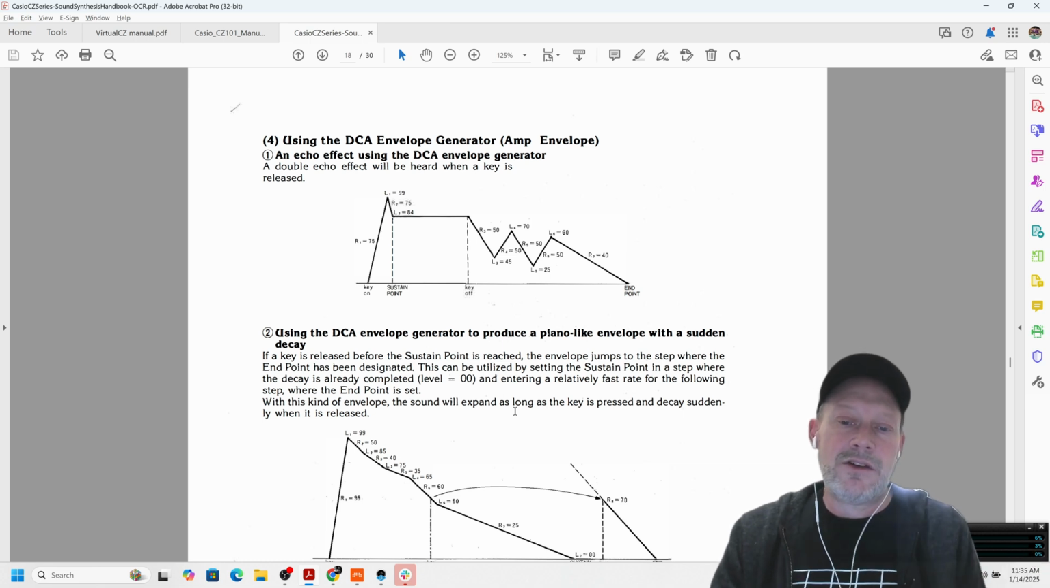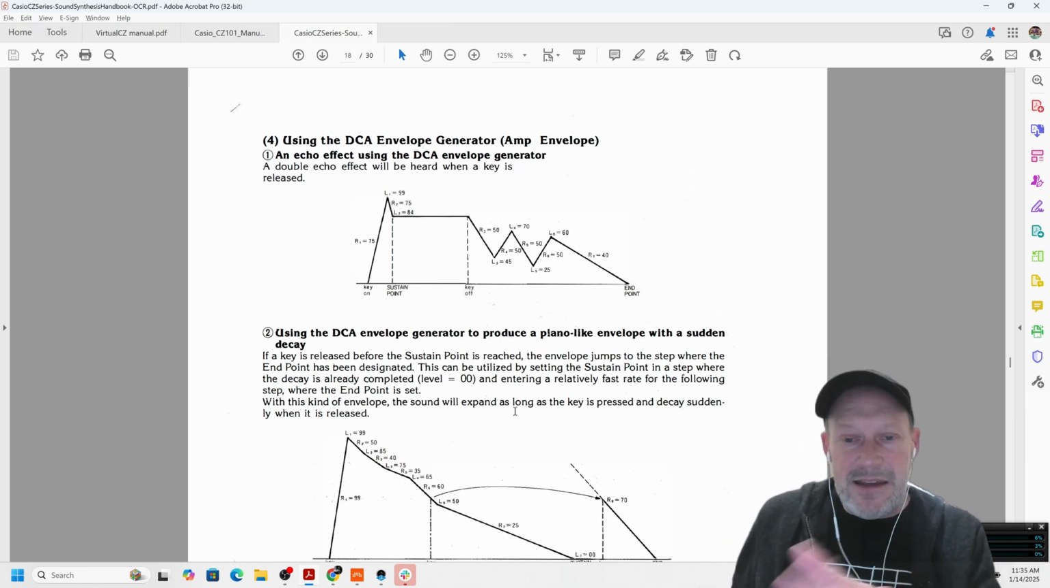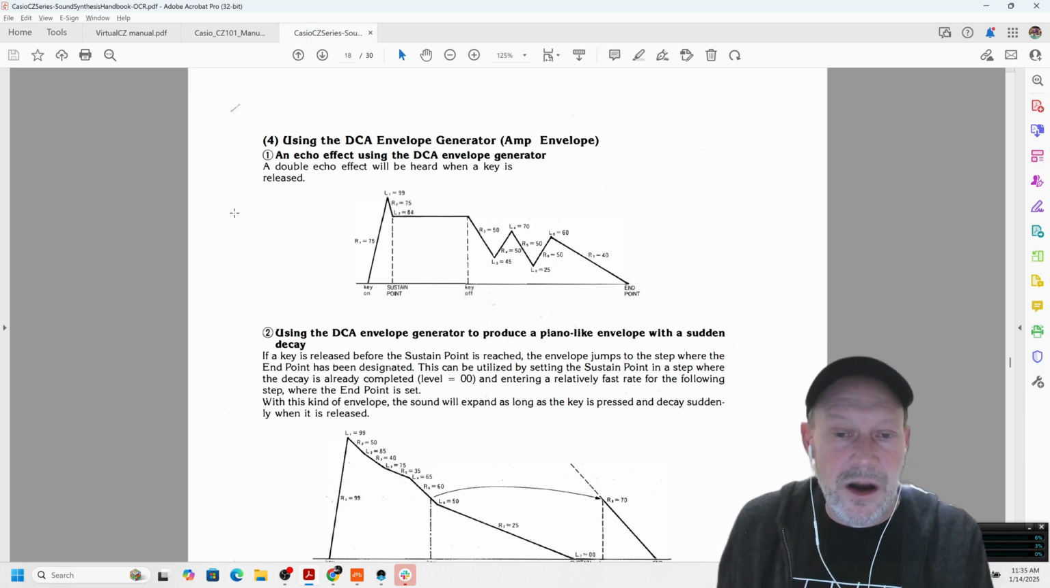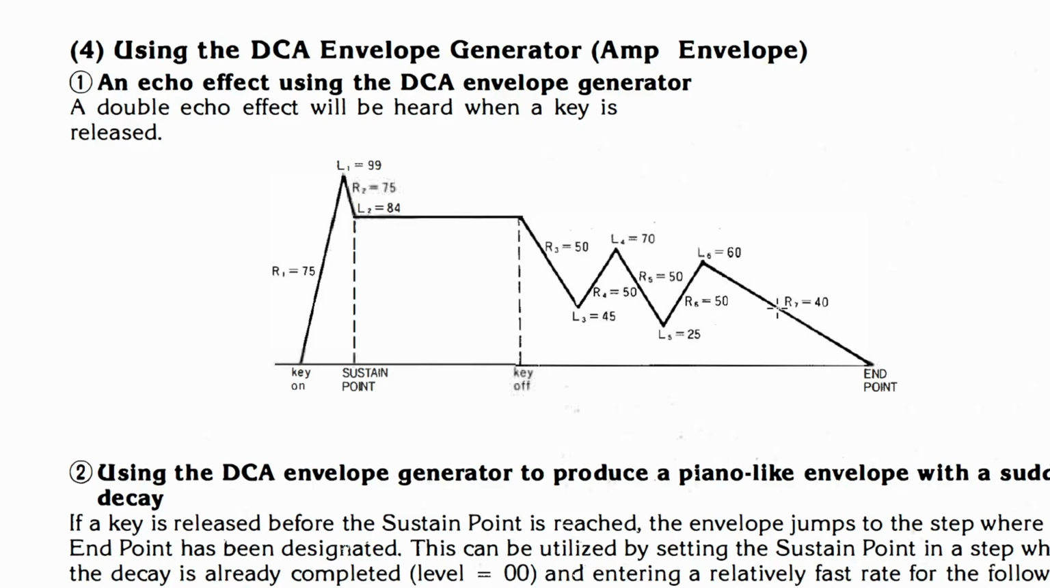So really, really cool stuff. This is kind of the diagram I was looking for. You can see here in this example of the digitally controlled amplifier envelope in CZ, the 8 stage structure. And one thing that's interesting is that you can make an after effect. So after the key goes off, on key up, you can make ramps that go down and then come back up again.